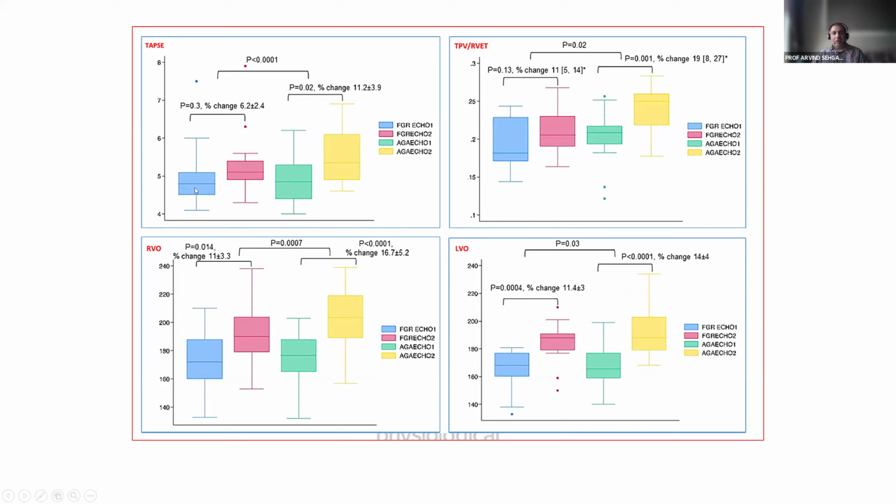So you can see here, this in the blue is the FGR echo 1, pink is the fetal growth restriction echo number 2, which is after DART regimen is complete. Green is the AGA infants to start with, and the yellow is the AGA infants at the end. As you can see here, even graphically, but I put the figures on the top, the change in different parameters is much more significant in the AGA cohort as compared to the FGR cohorts. They do improve. The FGR infants, so improved TAPSE, improved RV output, but in terms of the magnitude of change or percentage change is much more significant in the AGA cohort.